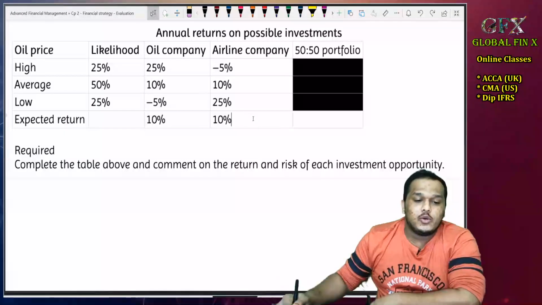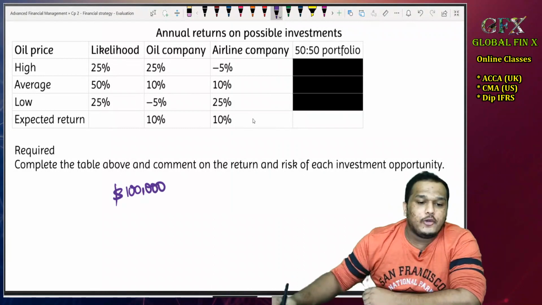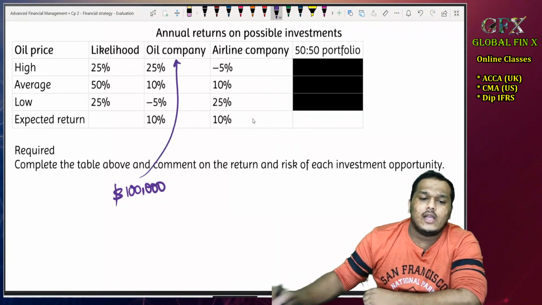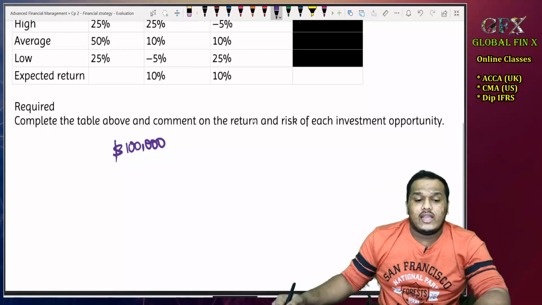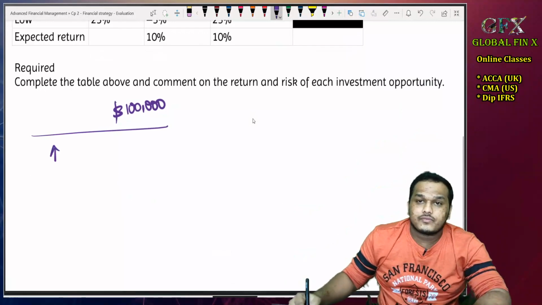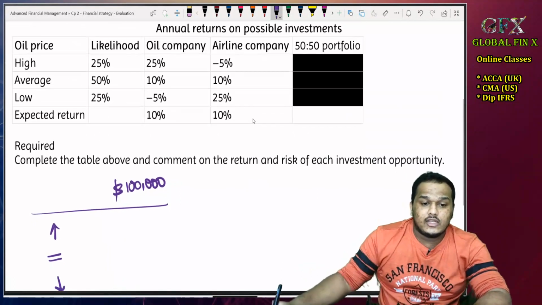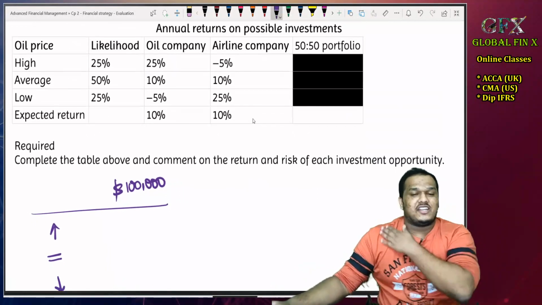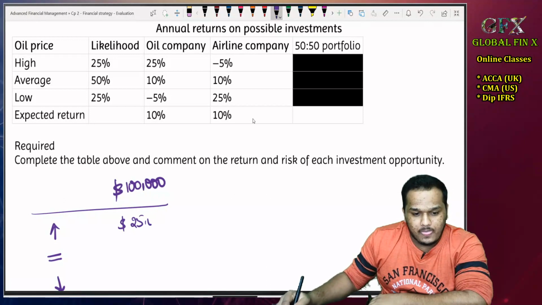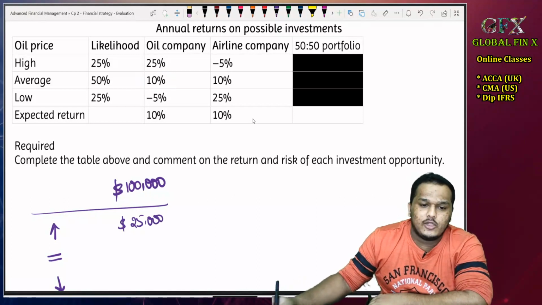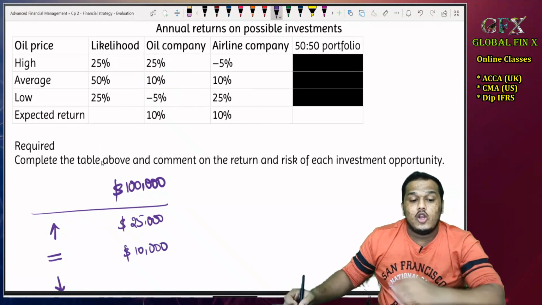Now, let's say you have $100,000 in your hand and you have invested the entire 100,000 in the oil company. If the oil prices are raising, staying at an average level or reducing. Okay. So if the oil prices are raising, you will get how much return? 25% return, sir. Excellent. Okay. So how much will be your return? 25,000. If the oil prices are staying at the same level, you will get 10%. That is 10,000 return. Or else if the oil price is dropping, you will get a loss of $5,000.